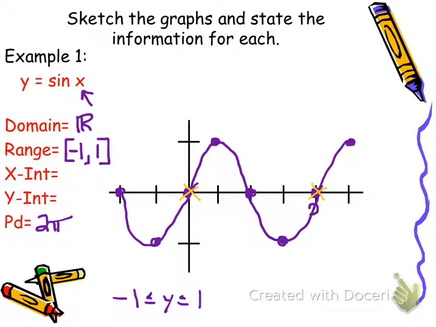So this is 2 pi, right? Half of it would be right here in the middle. That's half of 2 pi, which is pi. If you half that again, you get pi over 2. This is going to be 3 pi over 2. If we went the other direction, this is negative pi. This is negative pi over 2. This would be 5 pi over 2.